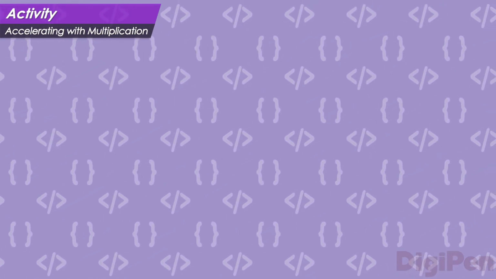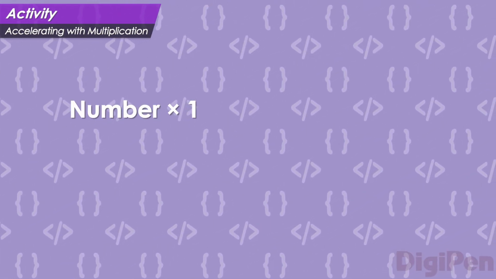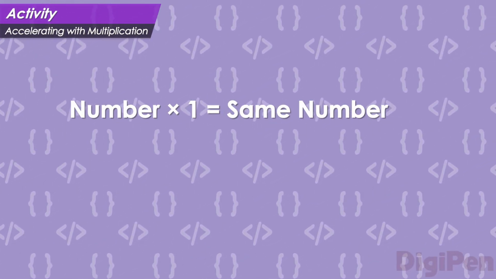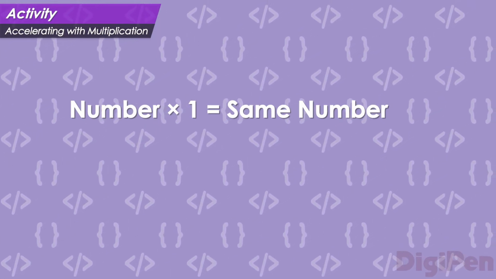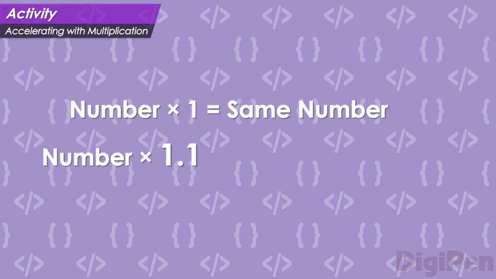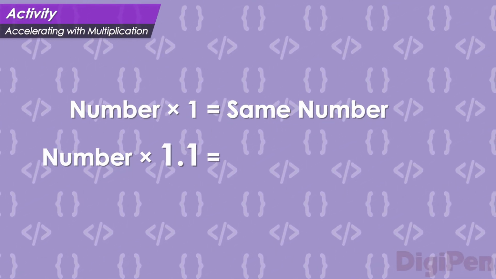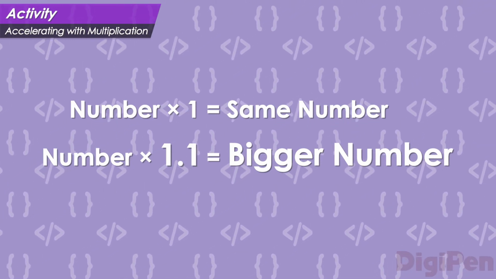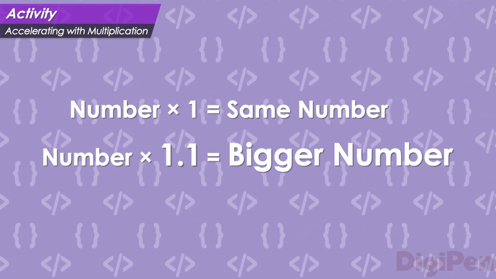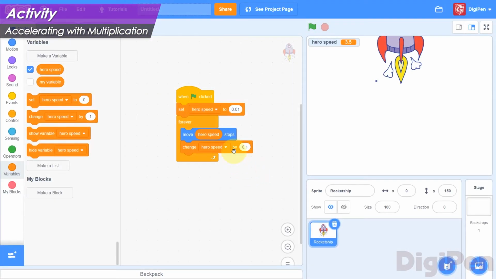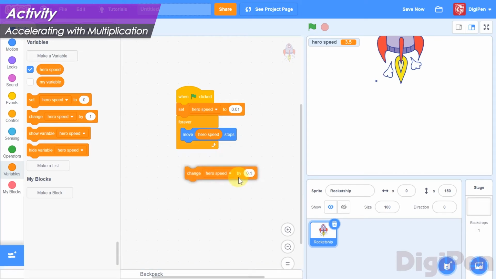What do you get when you multiply a number by 1? The result is the same number you started with. But what do you get when you multiply a number by another number that's a little bit bigger than 1? You get something that's a little bit bigger than what you started with. This is what we want to do to our hero's speed again and again as long as the game is running. Delete the Change block by dragging it from the code area and dropping it in the block palette.